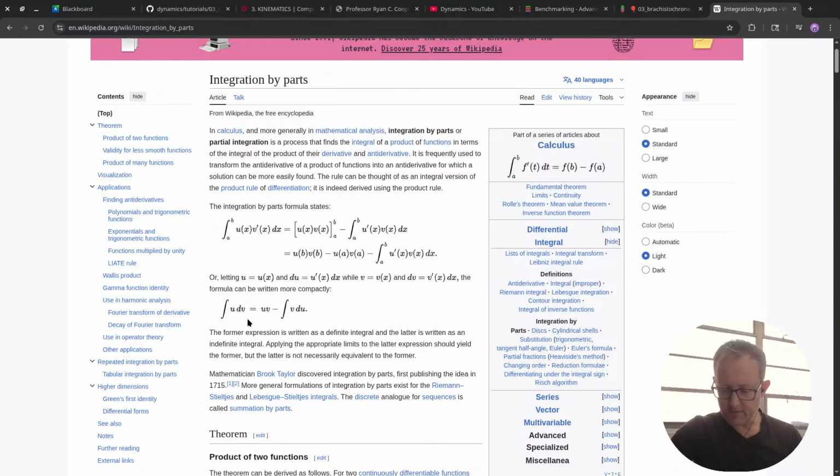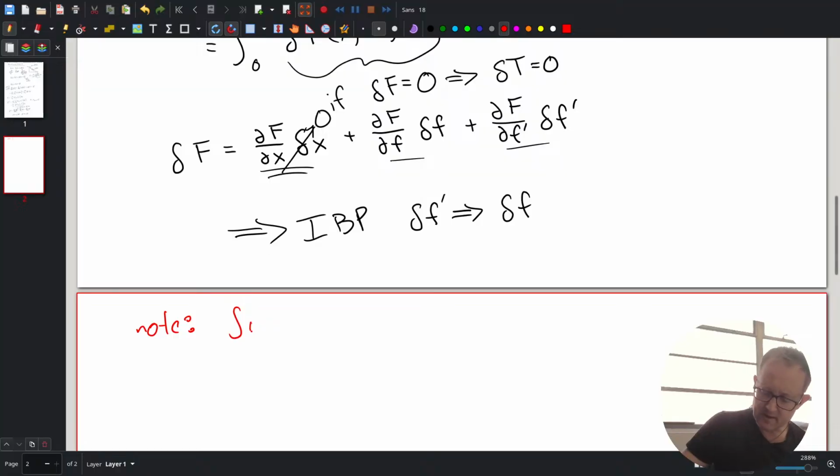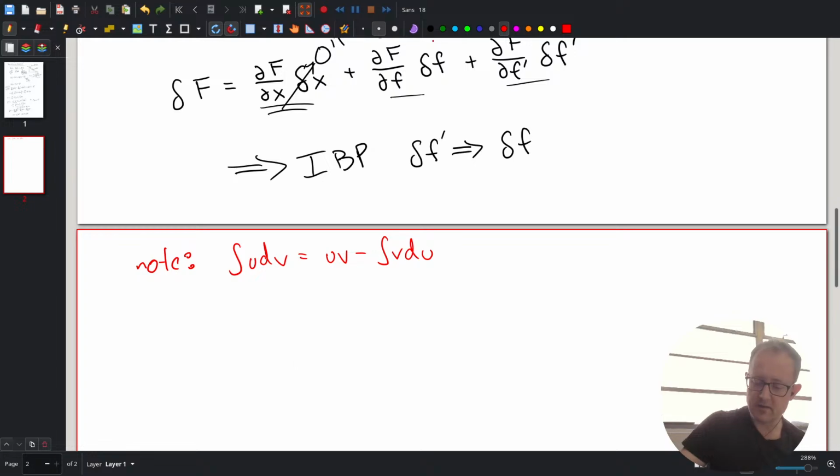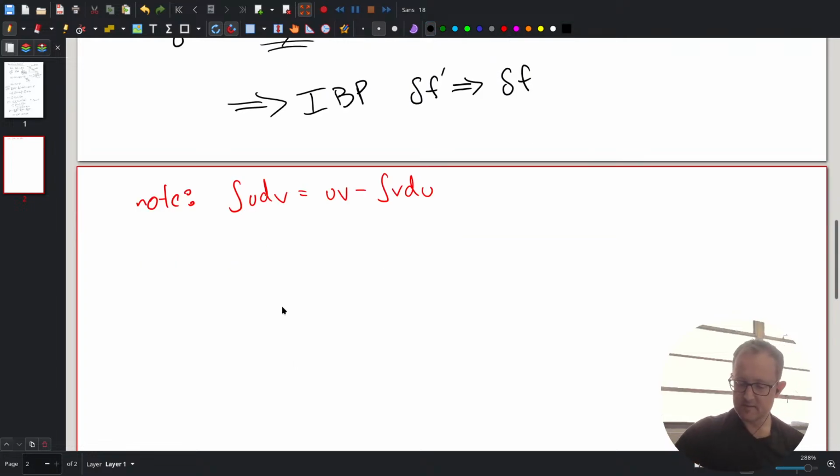This is probably the formula that you've seen before. I was just trying to remember: the integral of u dv equals uv minus the integral of v du. Really, it ends up being the same thing, so let me show you another way of approaching this. I guess we can call this the OG IBP, the original integration by parts.